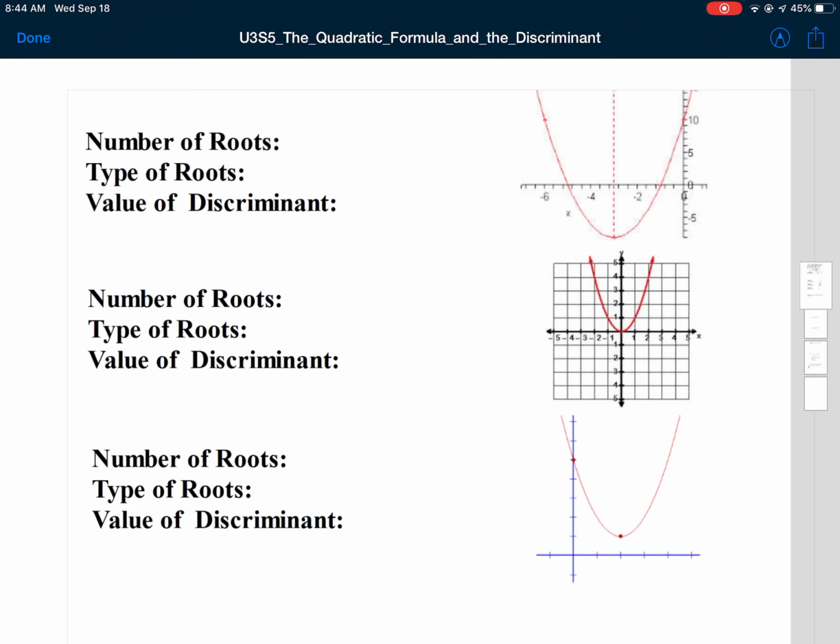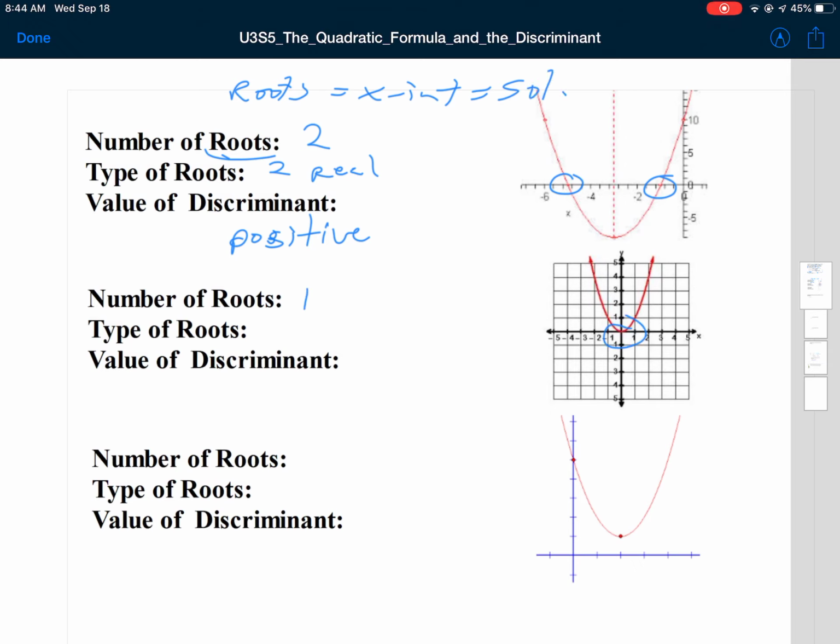Okay, the discriminant also tells you the number of roots. So here I'm looking at a graph that crosses the x-axis twice, so it's going to have two roots, two real roots, and the discriminant would be a positive value. Okay, now this could be opening up or down. It's all about where it crosses the x-axis, because again, roots equals x-intercepts, which equals the solutions. Here it just crosses once, so it's one root, one real root, and the discriminant would be exactly 0.